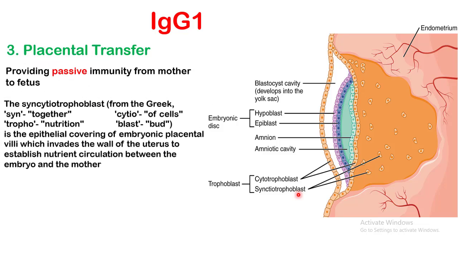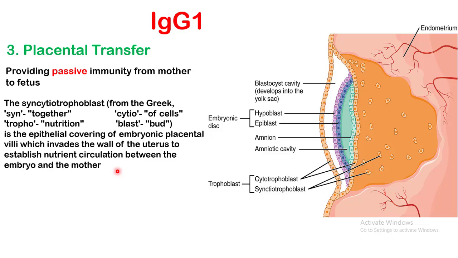The term syncytiotrophoblast is actually Greek: syn means together, cytio refers to cells, tropho means nutrition, and blast means germ. So the syncytiotrophoblast is the epithelial covering of the embryonic placental villi, which invade the wall of the uterus to establish nutrient circulation between the mother and the embryo. That means it is very important for nutrition, but at the same time, it is very important for the placental transfer of immunoglobulin G1.